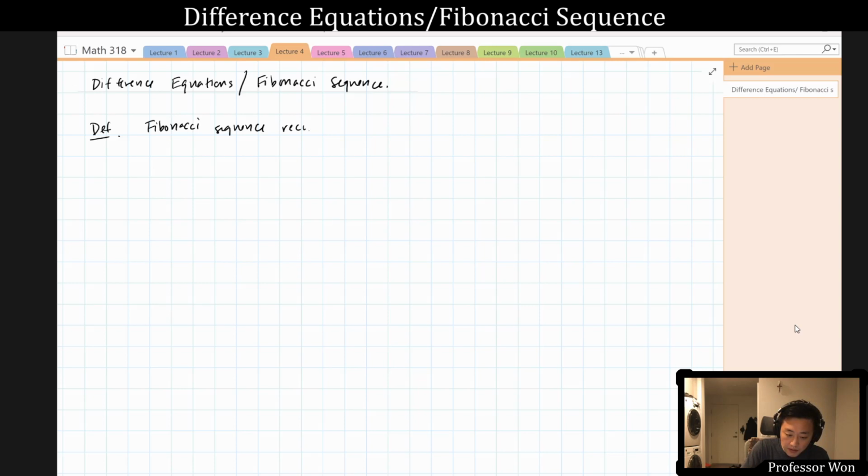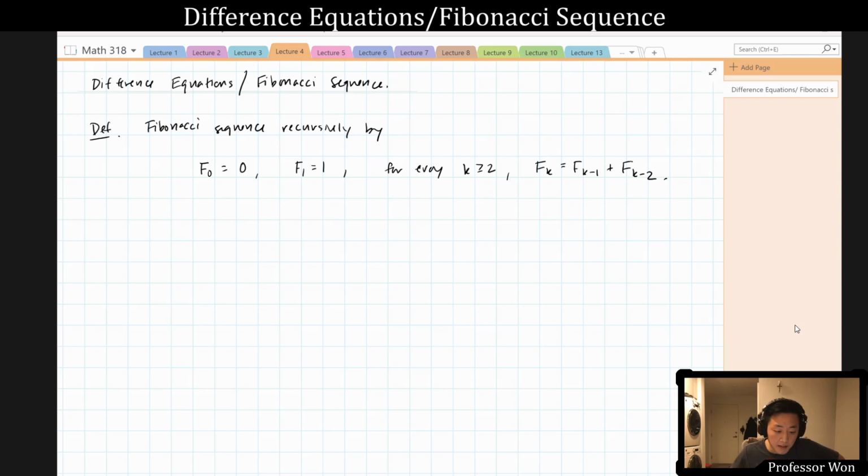We're going to define it recursively as follows. F0 is going to be 0. F1 is 1. And for every k bigger than or equal to 2, we're going to define f sub k as f sub k minus 1 plus f sub k minus 2. Okay, so the way that you get the Fibonacci sequence is you start with 0 and 1. That's the most classical thing. And then for each term, you add up the previous two terms, right?